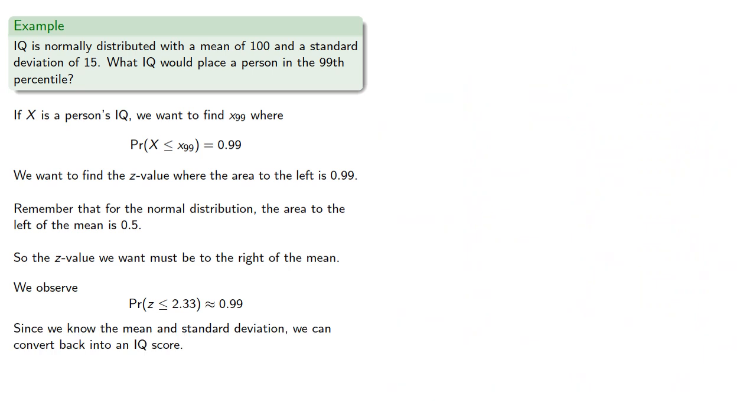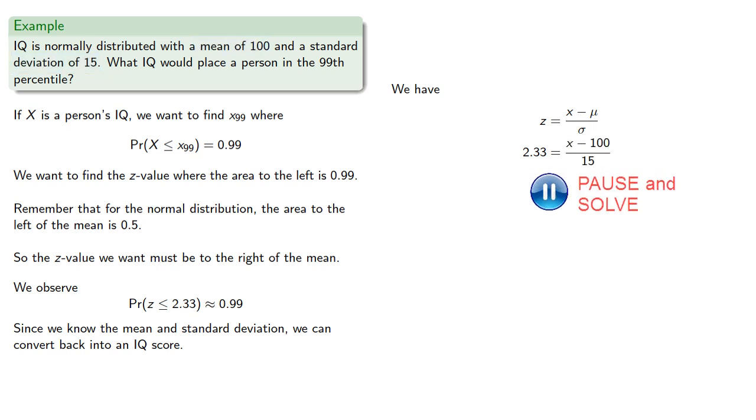And since we know the mean and standard deviation, we can convert this back into an IQ score. So we know the Z value, 2.33, we know the mean, we know the standard deviation, and we can solve for X. And so X is approximately 135.